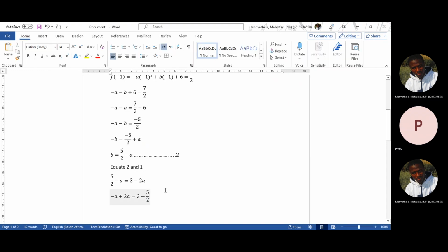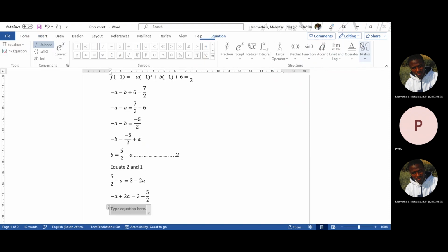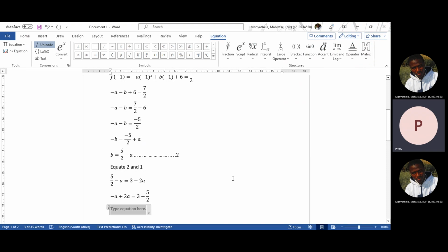On the calculator, minus 1 plus 2 gives positive 1, so positive 1a, which equals 3 minus 5 over 2. 3 minus 5 over 2 is 0.5 when you convert it to decimal, which is a half, 1 over 2. So a equals 1 over 2. We can say this is our equation 3.